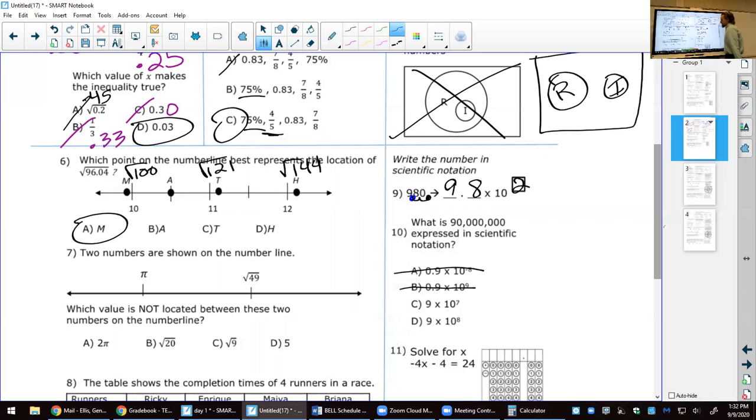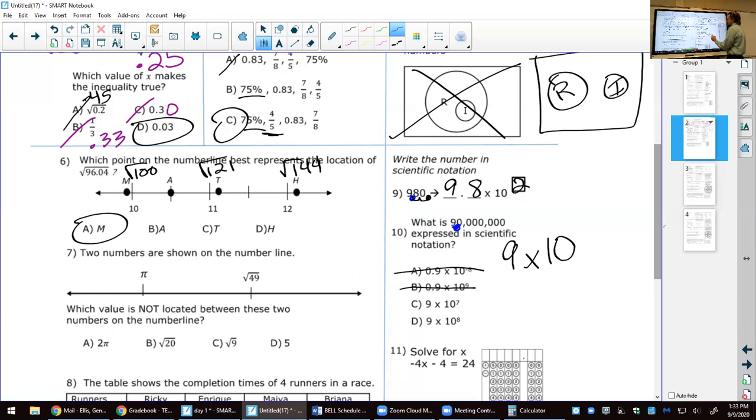Okay, so we come down to this one. How do we write 90 million? So same idea. Here's where the decimal started. We want to move it so that it's between 1 and 10. So they said, like on answer A and B, they said put it here, but 0.9 is not between 1 and 10. So that cannot be scientific notation. So it has to be 9.